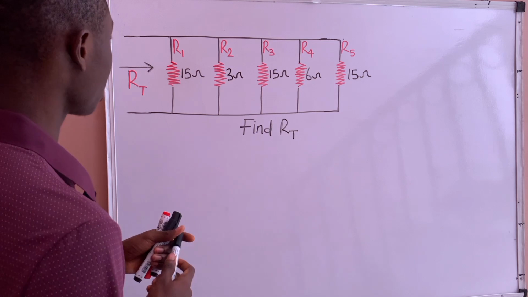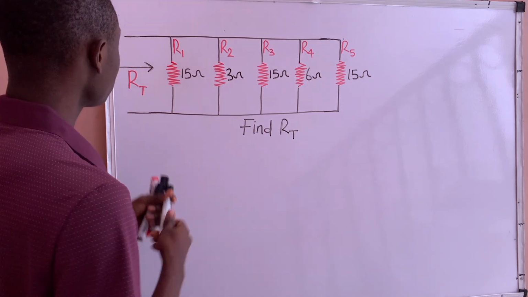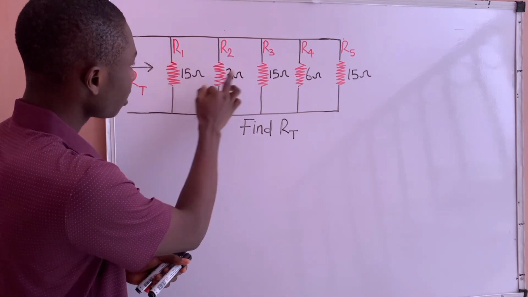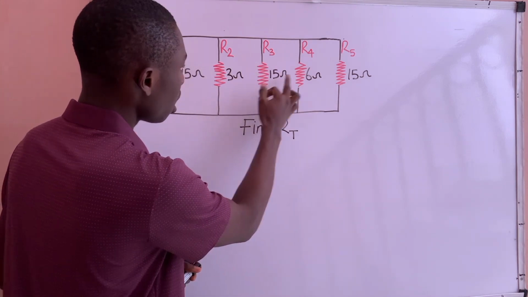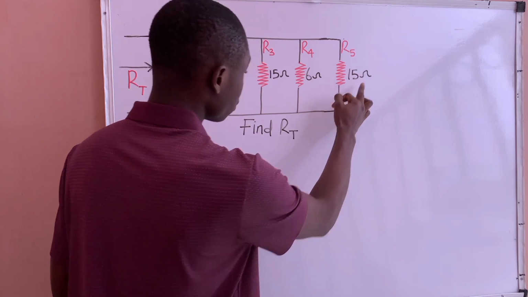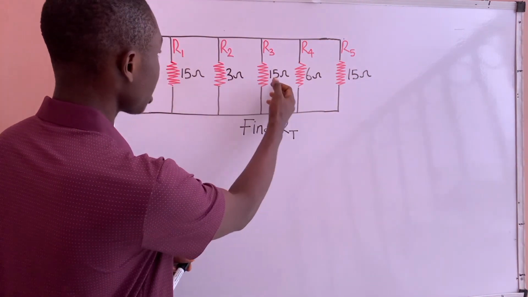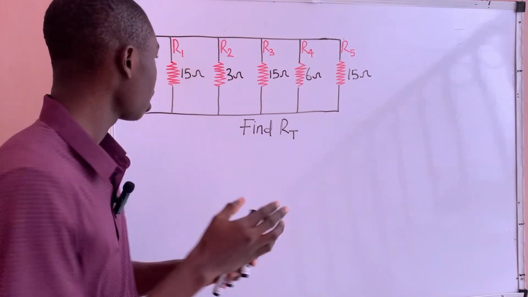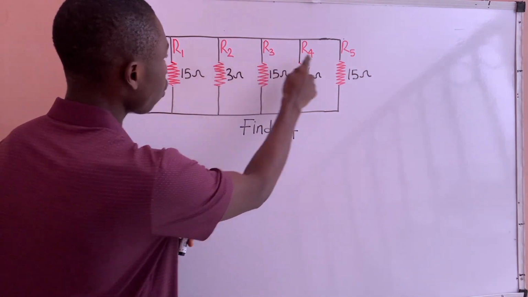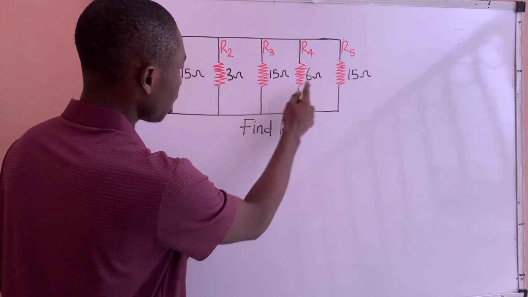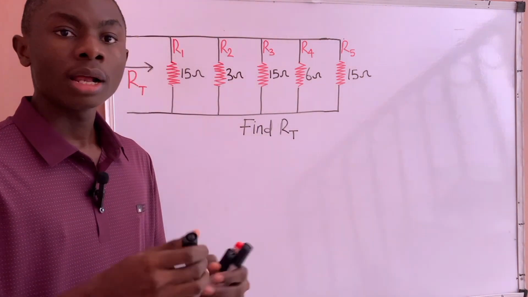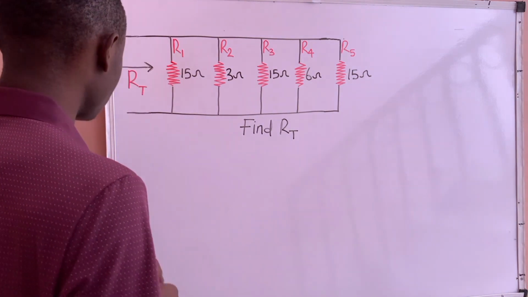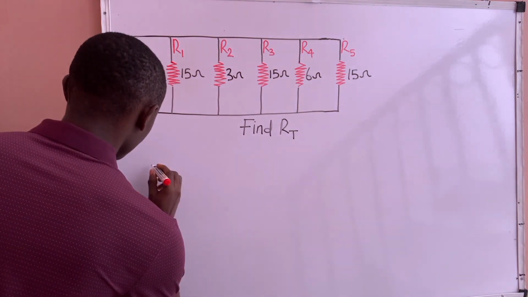So to find the total resistance of this network from this circuit diagram, resistor R1 is 15 ohms, resistor R3 is 15 ohms, and resistor R5 is 15 ohms. Since these resistors have the same resistance, let us group them together. And also resistor R2 and resistor R4, they are 3 ohms and 6 ohms respectively. Let us group the two of them together also. So we have a new circuit diagram which will be in this form.